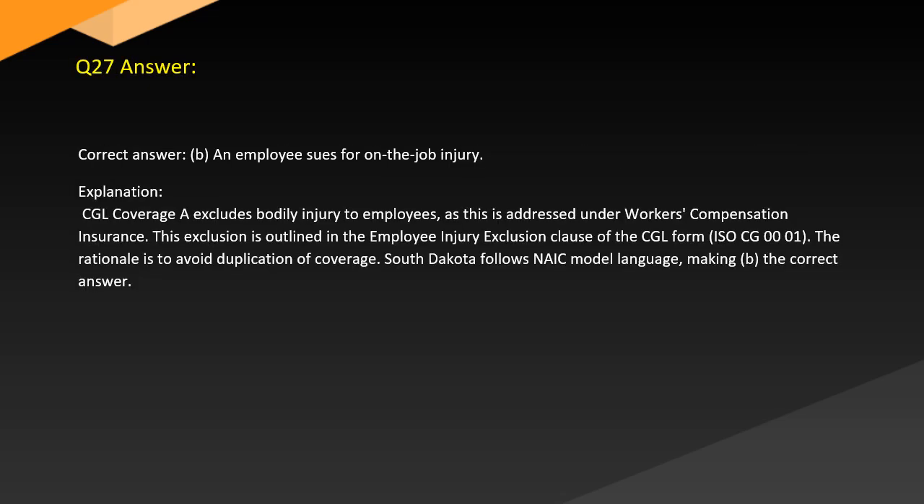Answer. Correct answer: B. An employee sues for on-the-job injury. Explanation: CGL coverage excludes bodily injury to employees, as this is addressed under workers' compensation insurance. This exclusion is outlined in the employee injury exclusion clause of the CGL form ICG 1. The rationale is to avoid duplication of coverage. South Dakota follows NAIC model language, making B the correct answer.